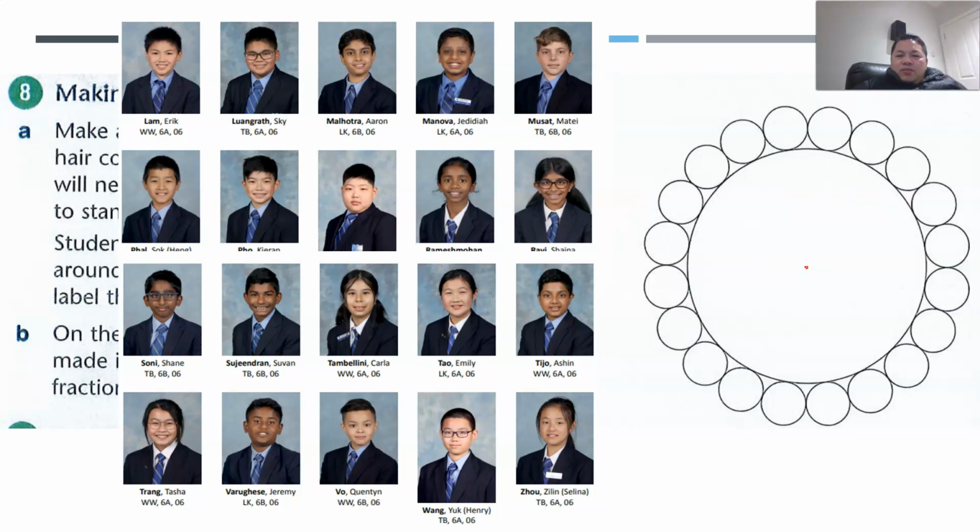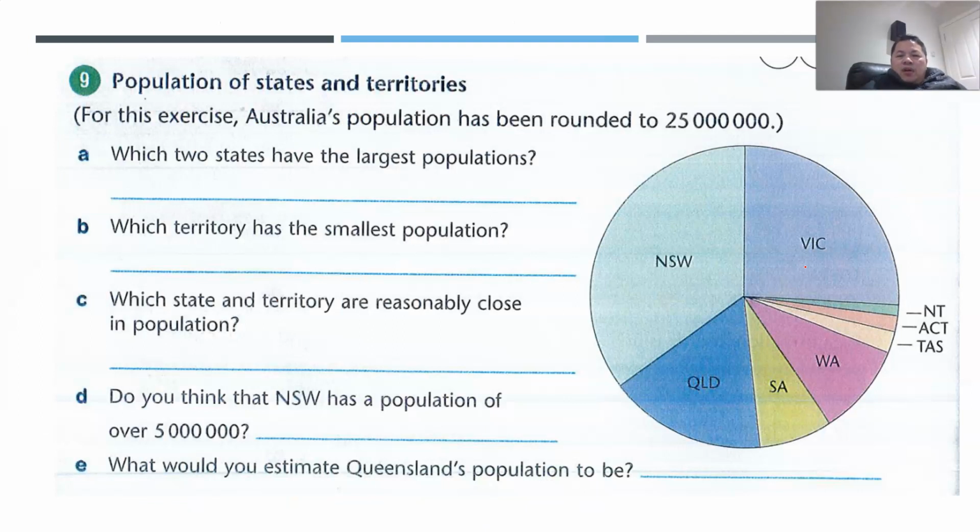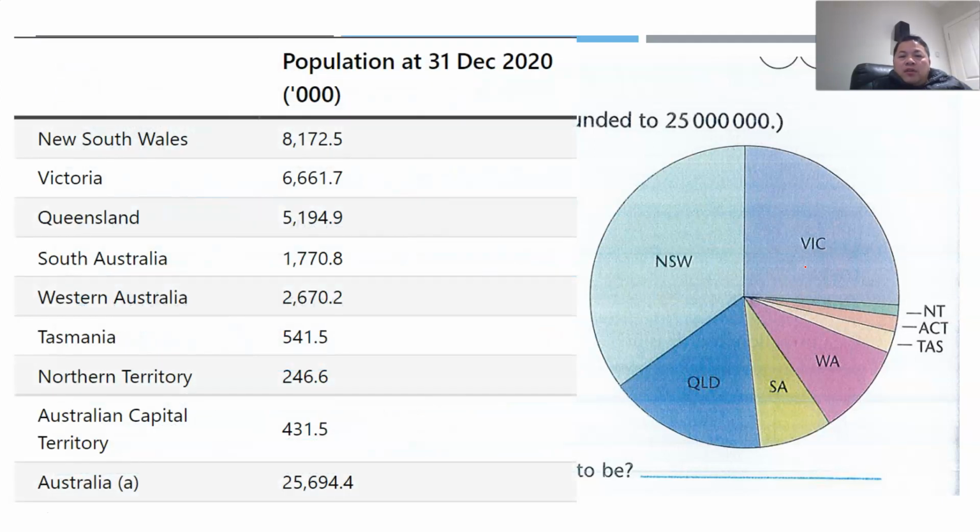Okay, so moving on. The next part is you're supposed to read from the pie chart and answer a few questions regarding people living in different states and territories. I was quite curious to find out whether the numbers given in the book are accurate. So I went to a government website and found out that based on 31st December 2020, in terms of rank, New South Wales has the most number of people. And in terms of size, it seems fairly accurate.